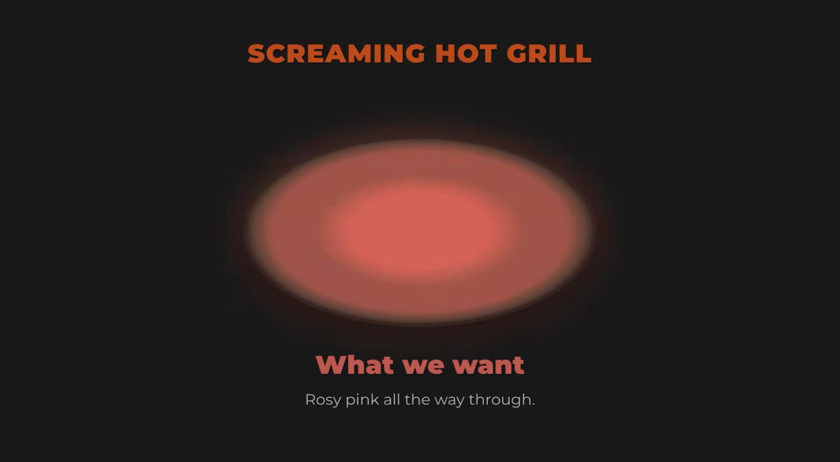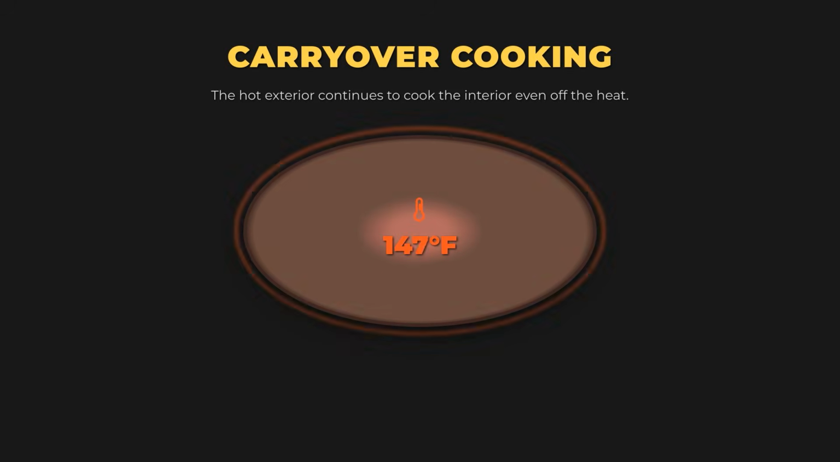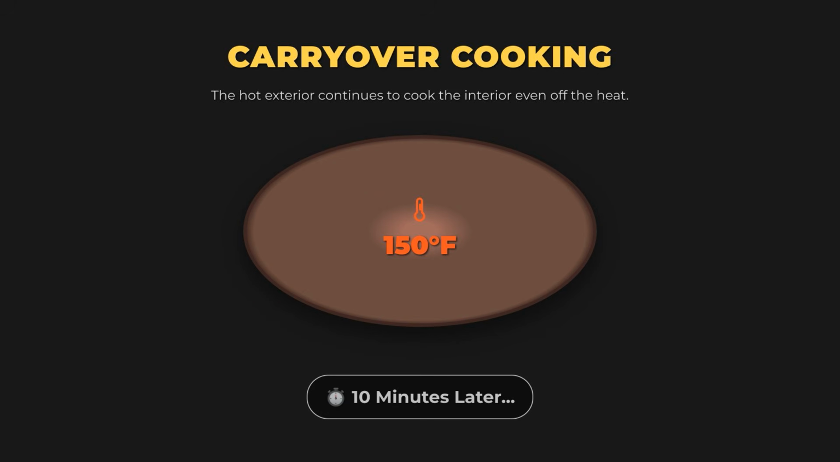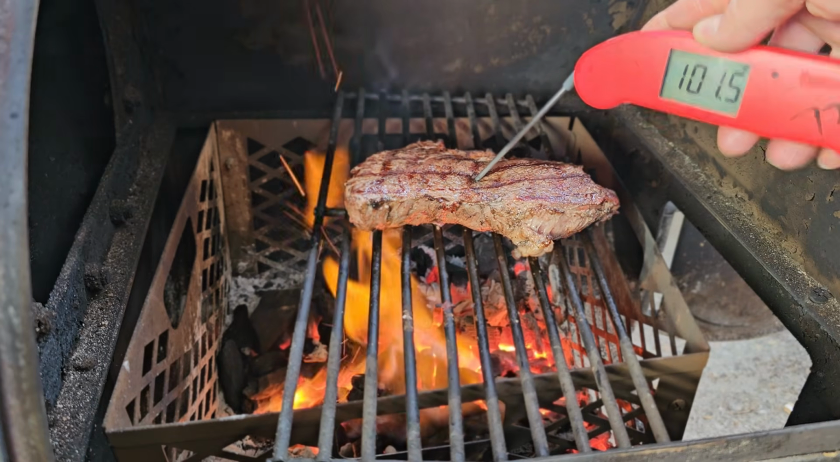You do you. To make matters worse, we might temp the center of the steak and it says 135, but if we leave it sitting there for 10 minutes, there's so much energy left over in those exterior bands that it's going to keep cooking the interior bands well above 135. That's called carryover cooking. So if we want that same medium rare temperature throughout, there's two things we can do.